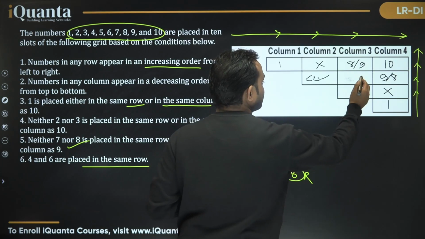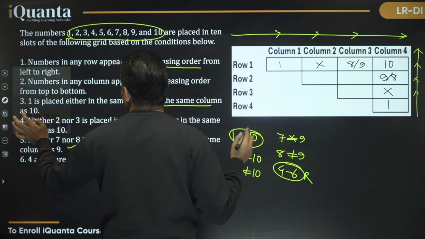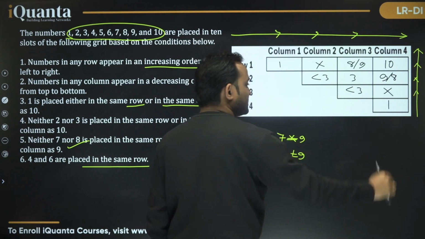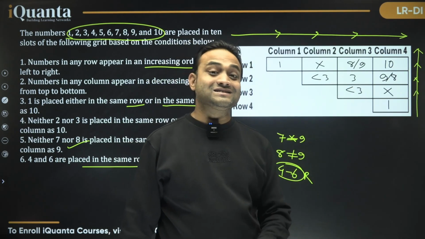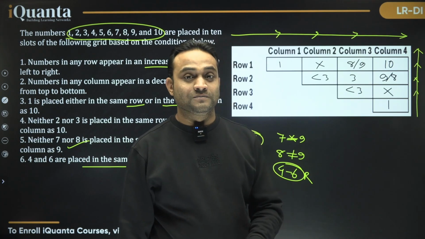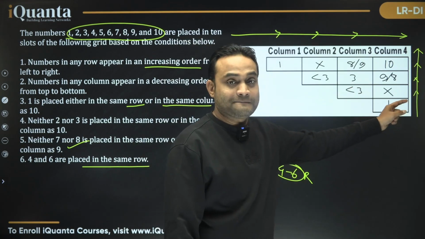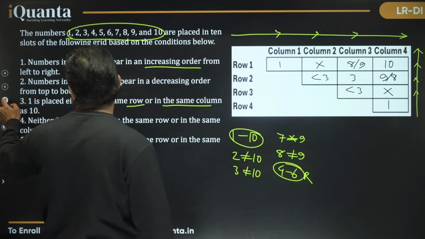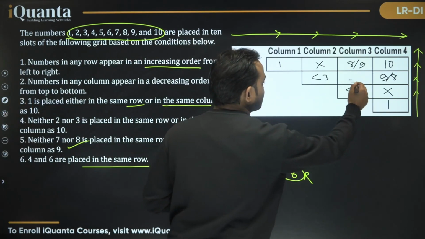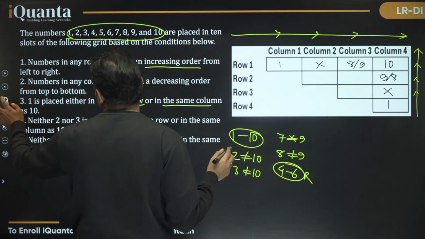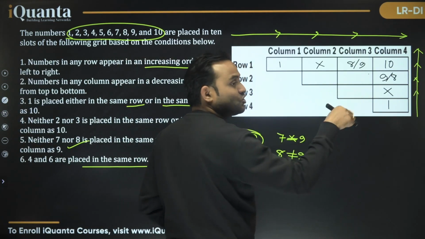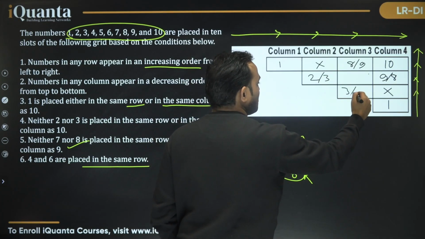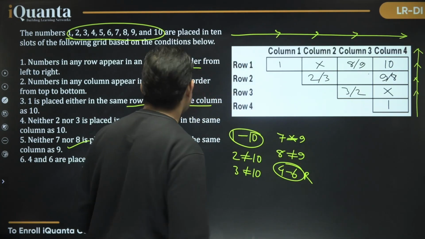Can I put 3 here? If I put 3 here, then this number must be less than 3. This number also must be less than 3. There are 2 numbers which are less than 3, 1 and 2. But 1 is already here or here. So this is also not possible. There are 2 slots which are less than 3, which is not possible because we have only one number. That means at this place, 2 or 3 cannot be there. So 2 or 3 can only be here or here, right?